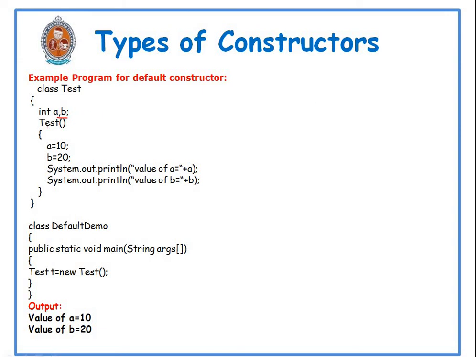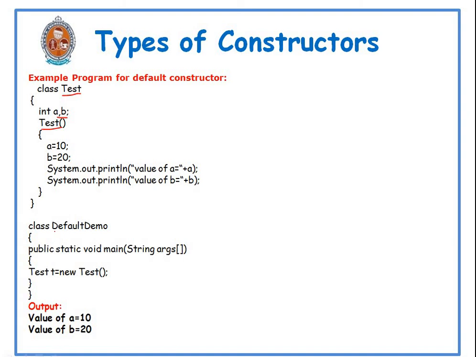Coming to the constructor, here the constructor name is similar to the class name, that is test, but it doesn't have any parameters. So we can say that it is a default constructor, and inside the default constructor we initialized the instance variables, that is A with 10 and B with 20. After that we have written two output statements to print both the values of A and B.